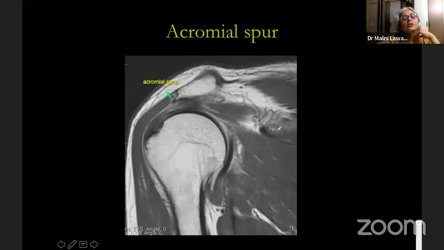Acromial spur. So these are traction enthesophytes at the acromial attachment of the coracoacromial ligament. You can see this small bony projection, a keel-like spur. And these have a very high association with impingement and rotator cuff tear. In this patient itself, you can make out, you can see here, this is the spur. And this is the supraspinatus tendon, which shows mild to moderate tendinosis. And you can see there's a bursal surface tear exactly at this location due to the impingement. So look at the non-fat sat sequence for these acromial spurs.